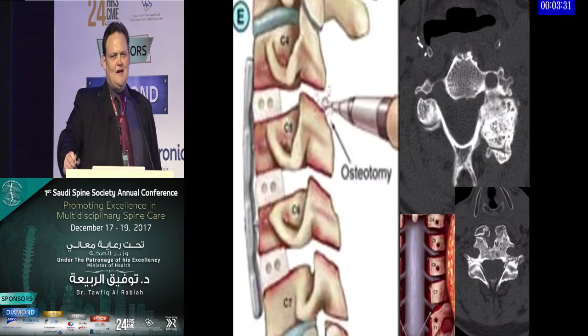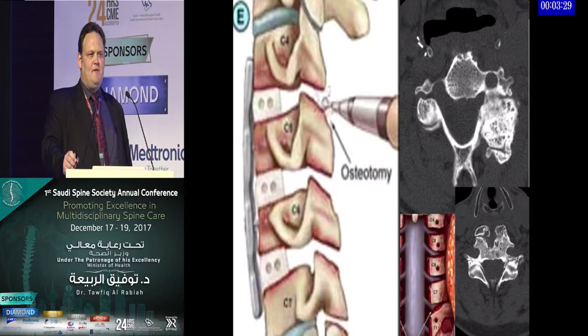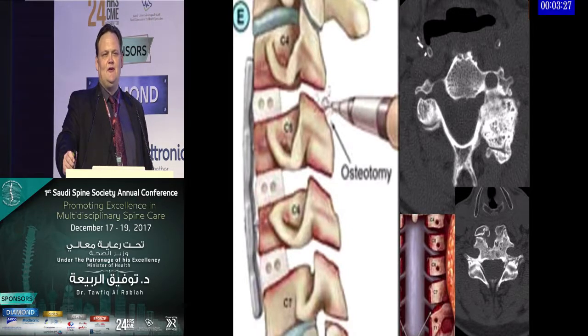The posterior osteotomy is actually very straightforward for those people that haven't done it. It's basically taking your foraminotomy all the way out laterally. This is occasionally called a Smith-Petersen osteotomy of the cervical spine.